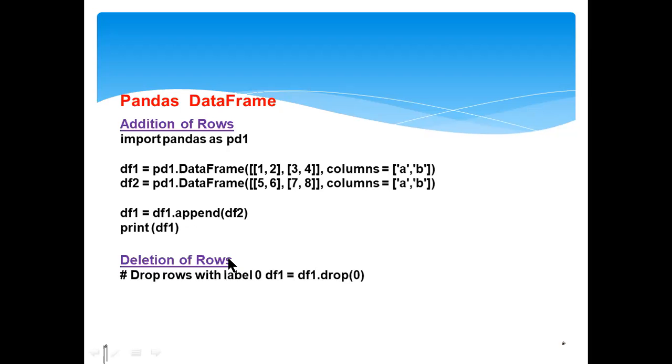So deletion of a row you can also do directly with drop, a row with the label 0, and df1 with df.drop 0 means the first location, the first value can be dropped. Any index value you can drop here. So how do you drop? Data frame name equals data frame name dot drop. Drop will remove any value from an index, and here you have to write a position.